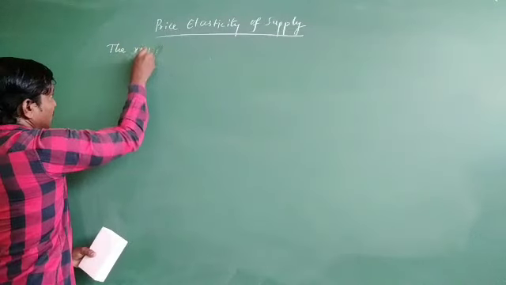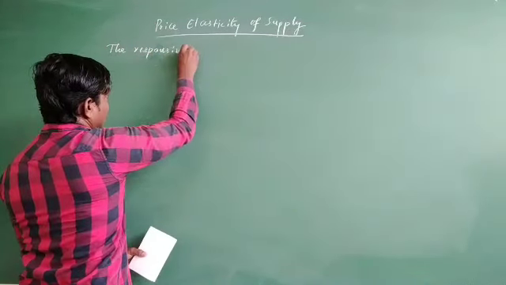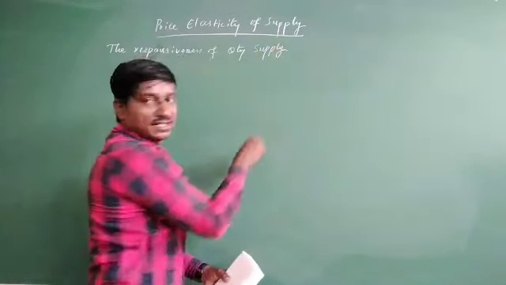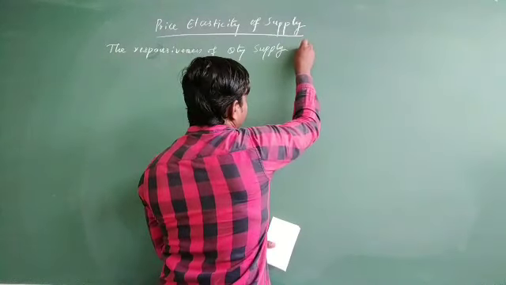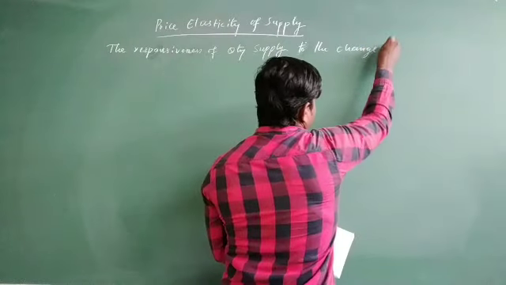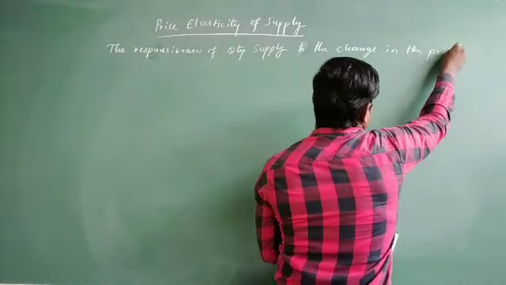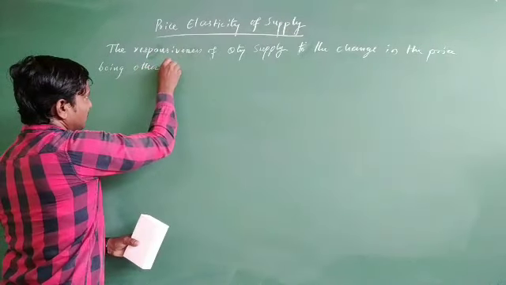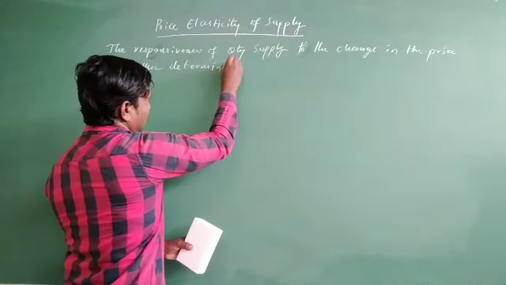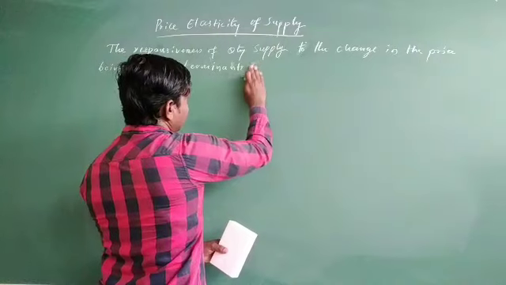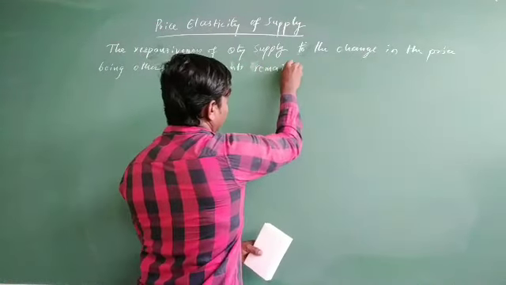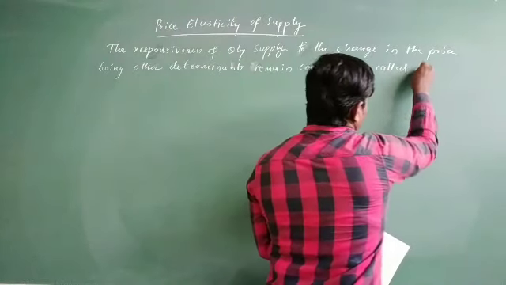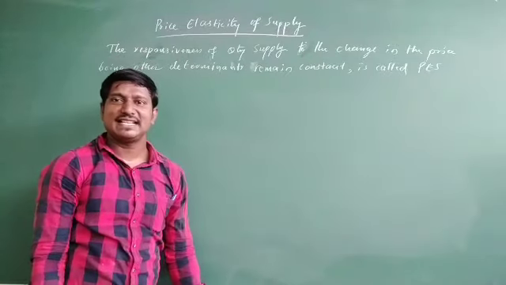I can just write the meaning here: the responsiveness of quantity supply to the change in the price, being other determinants remain constant, is called price elasticity of supply. PES, price elasticity of supply.